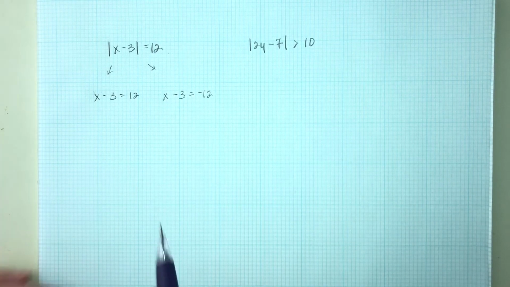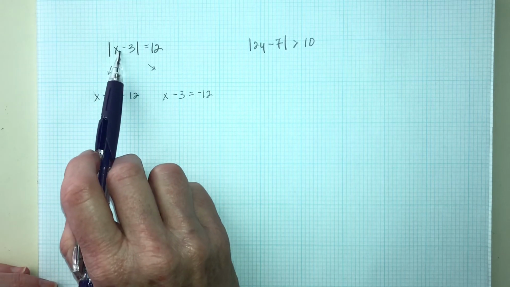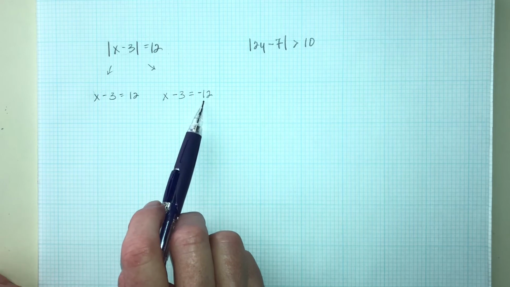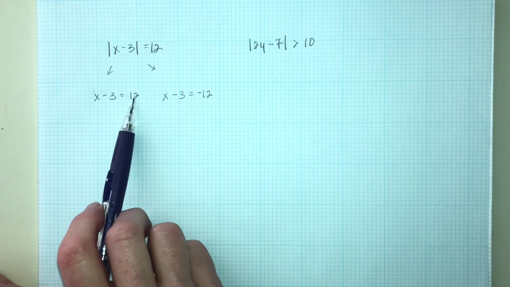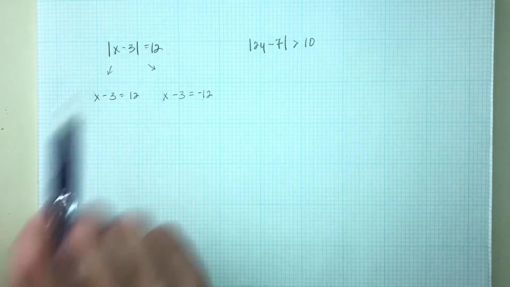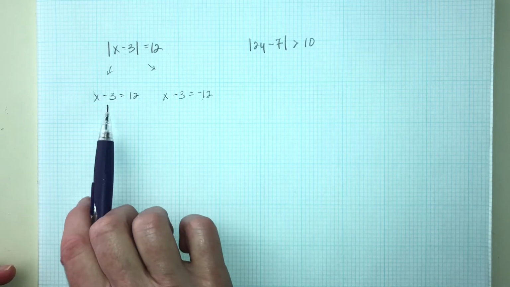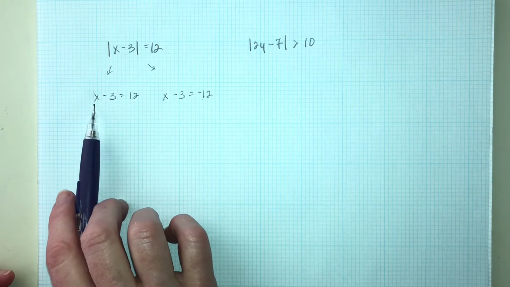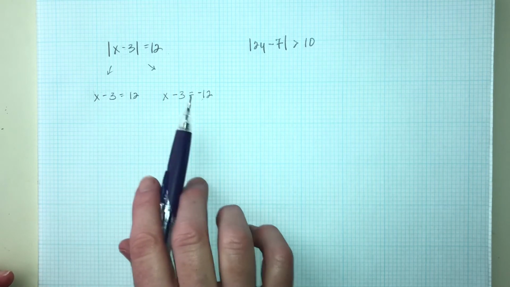absolute value means. It means that whatever's inside these absolute value bars either equals positive 12 or it equals negative 12. Because if you put either one of these numbers inside there and take the absolute value of it, you'll get 12. So that's why we have to solve both equations. Sometimes people just go to the one equation, but that's not the complete answer. We need to have both.